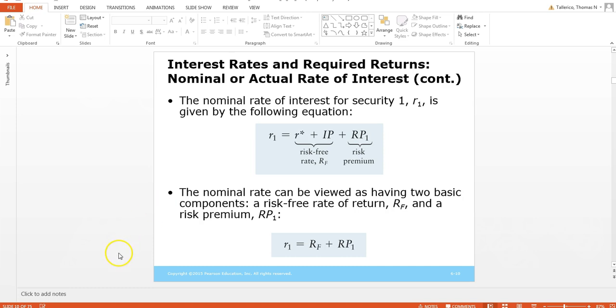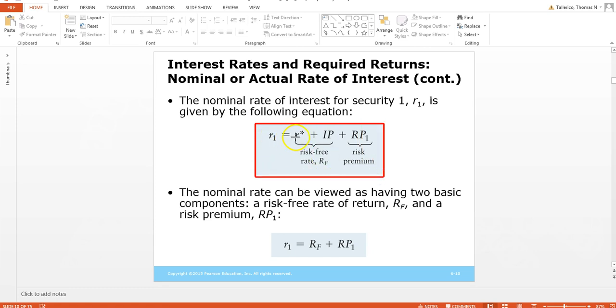All right, so here's that equation I was talking about. Even though it says R1, this is the nominal rate, the nominal rate of interest for security 1. They give it a number, security 1. So basically, let me highlight this here because this is important stuff. And I'll make a box. So this equation is important.